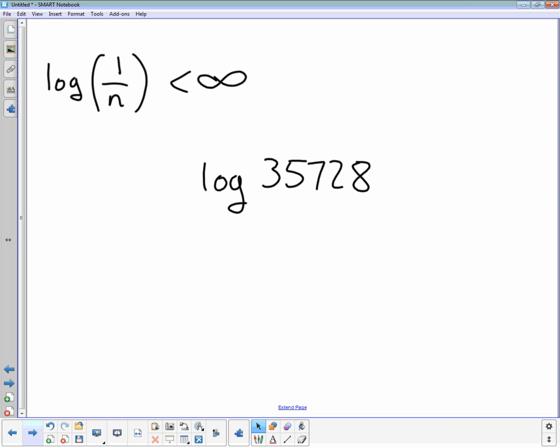I just randomly threw that number out there. Everybody's got a log button on their calculator, and if not, grab one. It's log base 10, okay? 35728. And round that number to a whole number. What do you get? How many digits does that number on the board have?